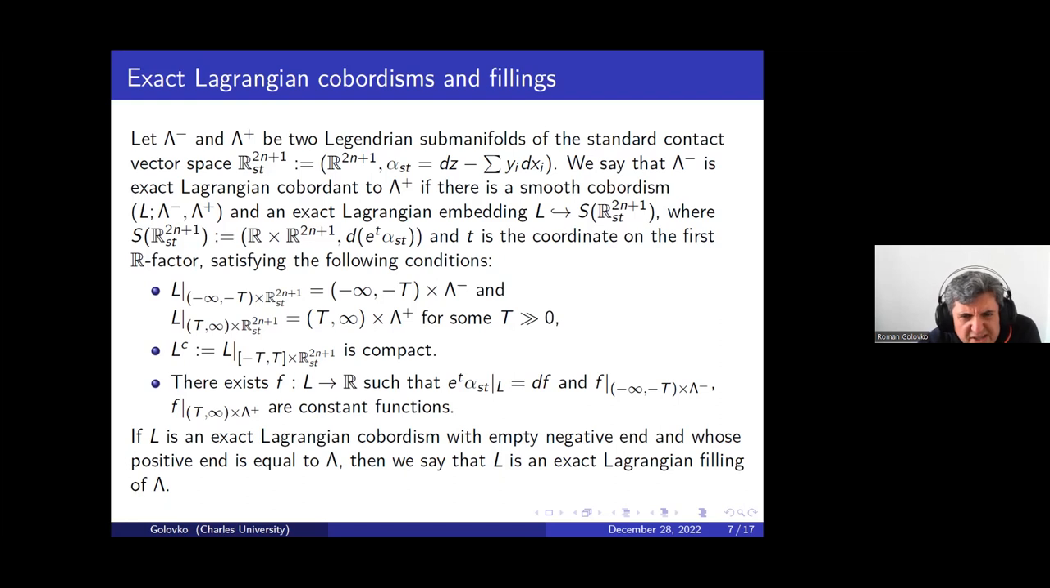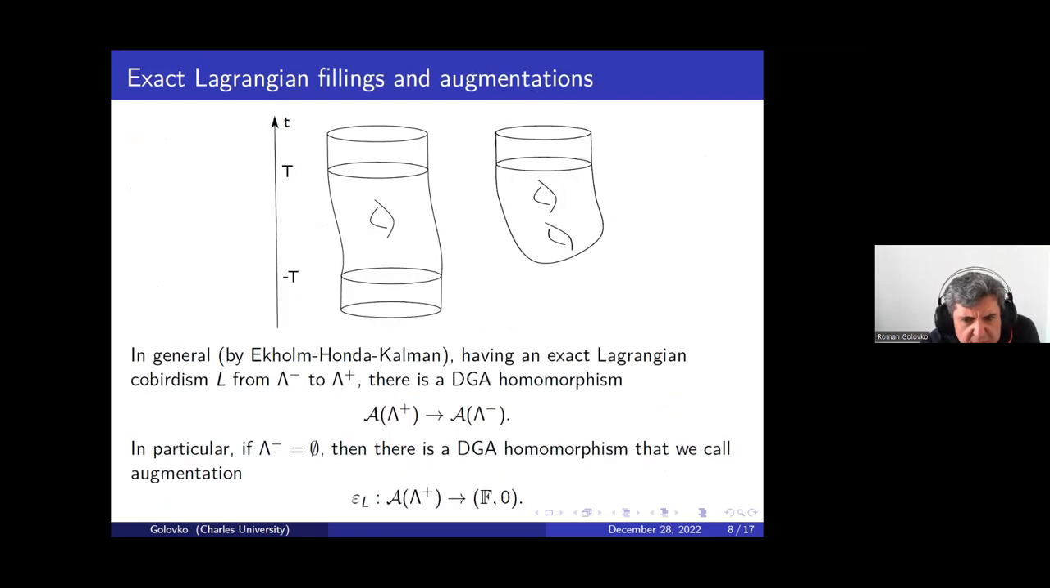So, okay, the definition looks a bit complicated, so let me provide some pictures. Usually pictures help. The left side of the picture that you can see is an exact Lagrangian cobordism from lambda minus to lambda plus, where lambda minus is at the bottom and lambda plus is on the top. And the picture on the right side is basically an exact Lagrangian filling of lambda plus, where lambda plus is on the top, and then you don't have anything on the bottom.